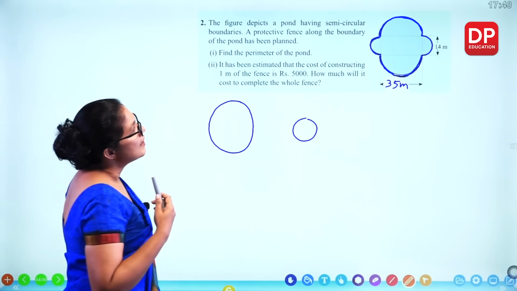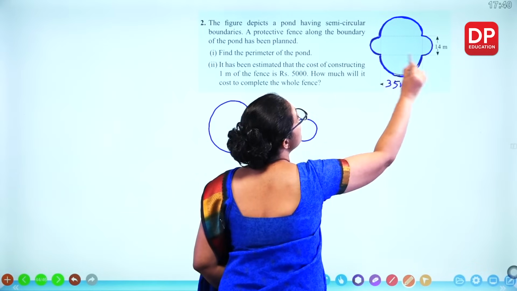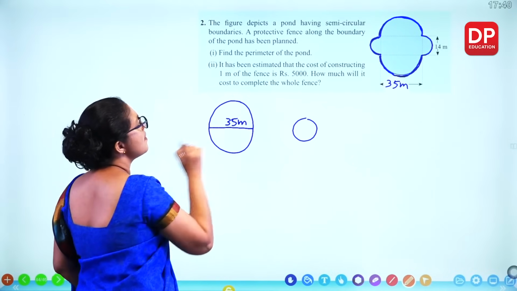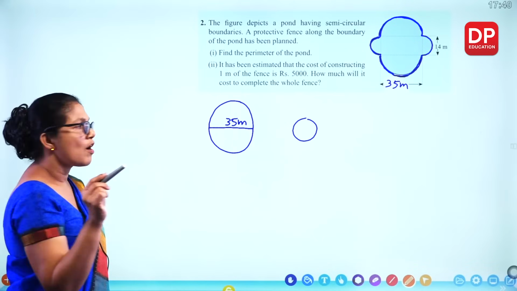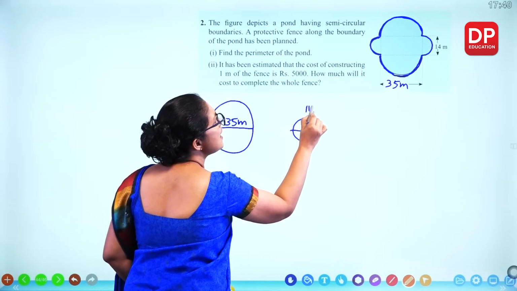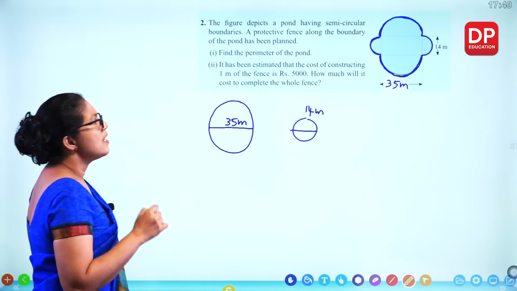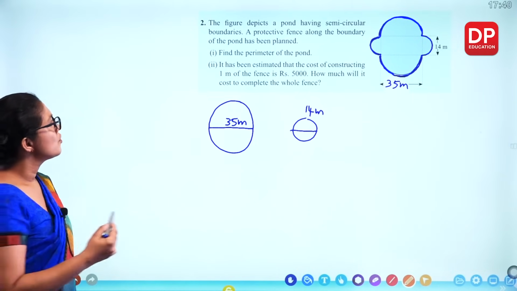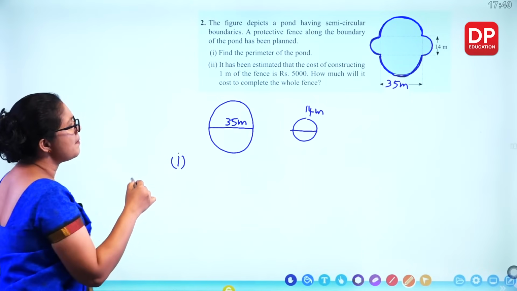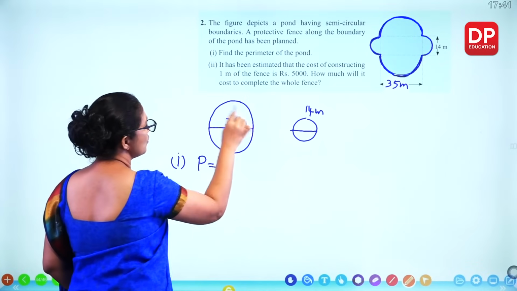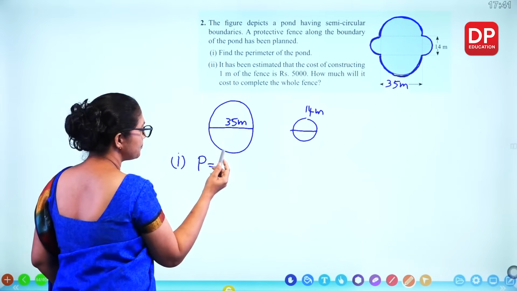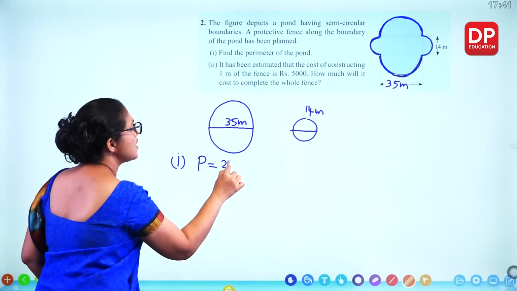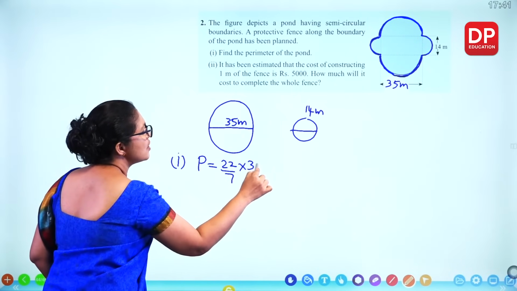What's the diameter of the bigger one? Diameter of the bigger one is 35 meters. What's the diameter of the smaller one? 14 meters. So we'll find out the circumference of these two circles and add it together. So the first part it says find the perimeter. Perimeter is equal to, what's the circumference of this one? Diameter is given, pi d. So you can straight away use pi into d.